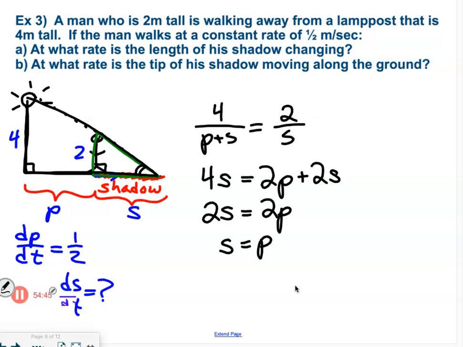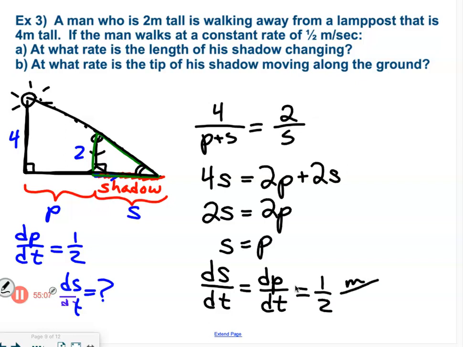We have to find the derivative of both sides with respect to T. Shouldn't be too hard. So what's the derivative of S? ds dt equals dp dt. And what is dp dt? 1/2. Therefore, ds dt is also 1/2 meters per second. Don't think that they always work out to be equal. It's just because of the numbers I used in this problem. All right. That's part A.